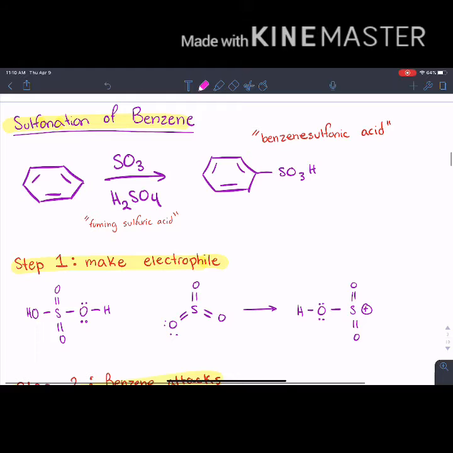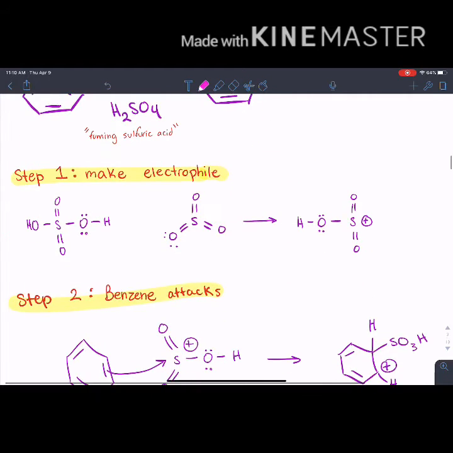Next is sulfonation of benzene. You're going to take your benzene and then add fuming sulfuric acid to create a benzene with SO3H, which is sulfonic acid, replacing one of the hydrogens. You're going to create your electrophile, just like all the other steps. Then you're going to take SO3. SO3's oxygen, one of the bonds, is going to attack the hydrogen like so. Then the hydrogen bond is broken. The electrons are donated to the oxygen while the hydrogen is taken.